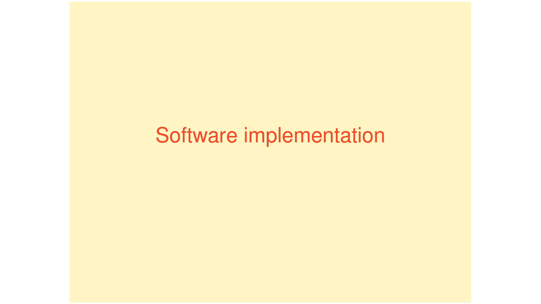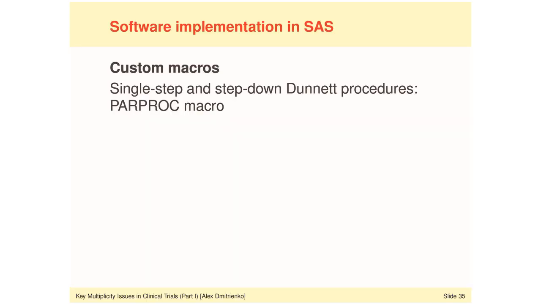Software implementation. We're going to wrap up this module, and as we have done before in modules C and D, we're going to present software implementation options for the parametric multiple testing procedures introduced in this module. Slides 35 and 36 list available software implementation options for parametric procedures in SAS and in R.